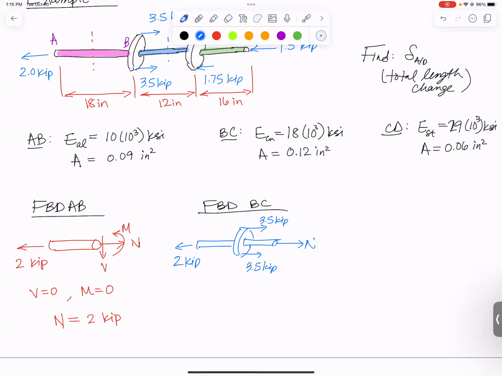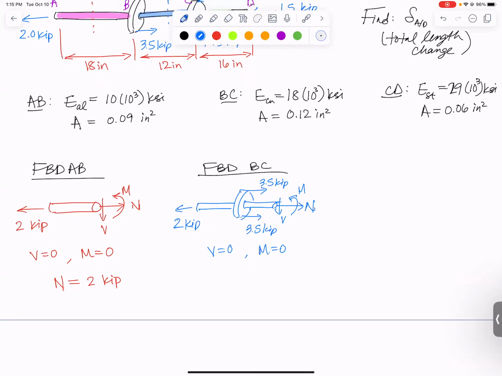And then I'll just draw my normal, shear and bending moment. Summing forces in the y direction, V is 0. Summing moments about the cut, M is 0, I didn't even draw M on there. And summing forces in the x direction, let me write it down this time because we have a little bit more going on. I've got N plus 3.5 kips plus another 3.5 kips minus 2 kips equals 0. So N is going to come out to be negative 5 kips. The negative means compression.